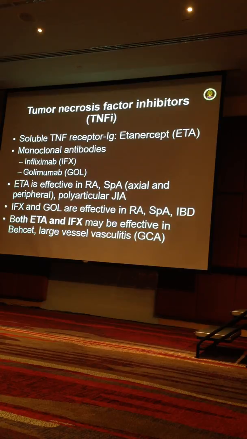For the TNF inhibitors, in Thailand we have only 3 TNF inhibitors: etanercept, which is the soluble TNF receptor fusion protein, and the 2 monoclonal antibodies, infliximab and golimumab. Etanercept is effective in rheumatoid arthritis, spondyloarthritis, and polyarticular JIA. Both monoclonal antibodies are used in rheumatoid arthritis, spondyloarthritis, and inflammatory bowel diseases. And both are used and effective in Behçet's and giant cell arteritis.